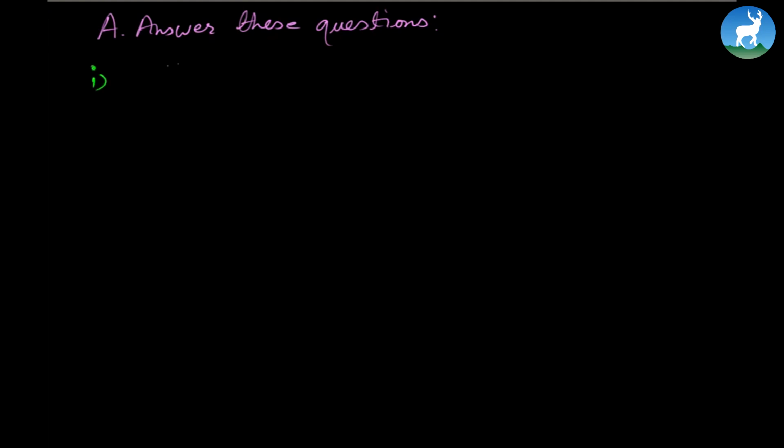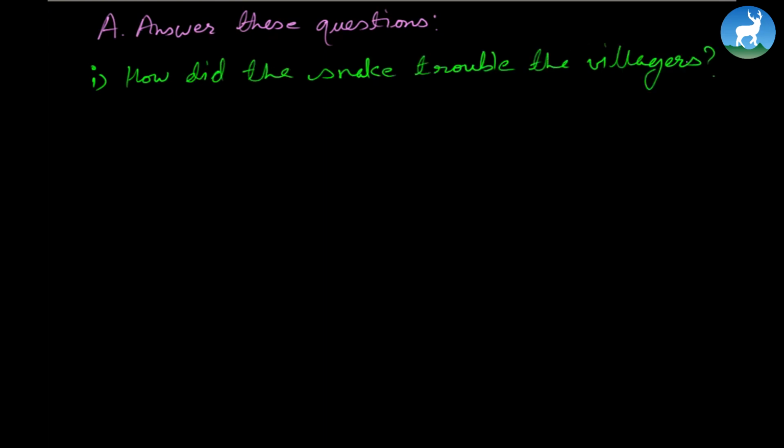Number one, let me say. How did the snake trouble the villagers? Remember, the snake created a big trouble to all the villagers. Now, observe the tense, right? The question is asked in how did, simple past, okay? So we keep that in mind and we write down the answer.